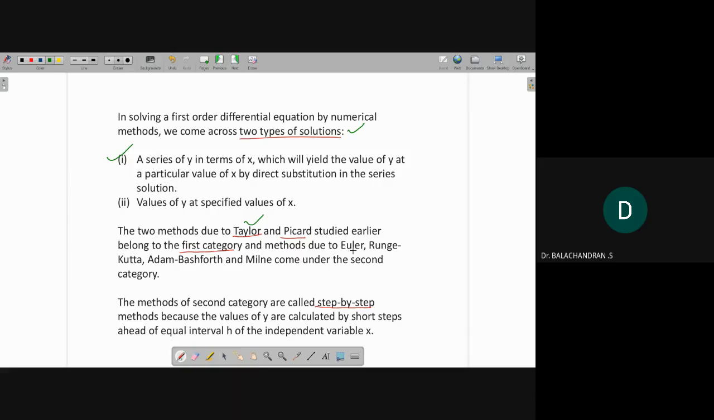The methods due to Euler, Runge-Kutta, Adams-Bashforth and Milne come under the second category, that is values of y at specified values of x. The methods of the second category are called step-by-step methods, because the values of y are calculated in short steps ahead at equal interval h of the independent variable x.